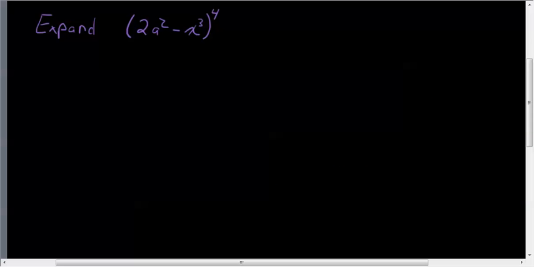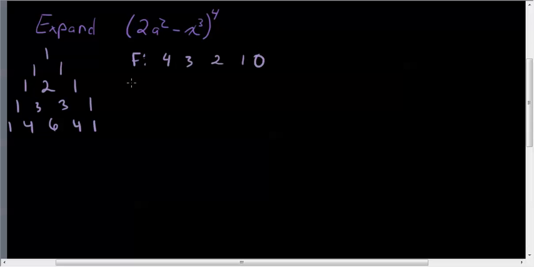Alright, this one is example 102.2. This one asks us for the full expansion. Oh dear. Okay, so we've got 1, 1, 1, 1, 2, 1, 1, 3, 3, 1, 1, 4, 6, 4, 1. And the exponents of the first are going to be 4, 3, 2, 1, 0. The exponents of the second are 0, 1, 2, 3, and 4. And here are my coefficients, 1, 4, 6, 4, 1. Now this one asks for the full expansion, so this one's going to take a little bit longer.